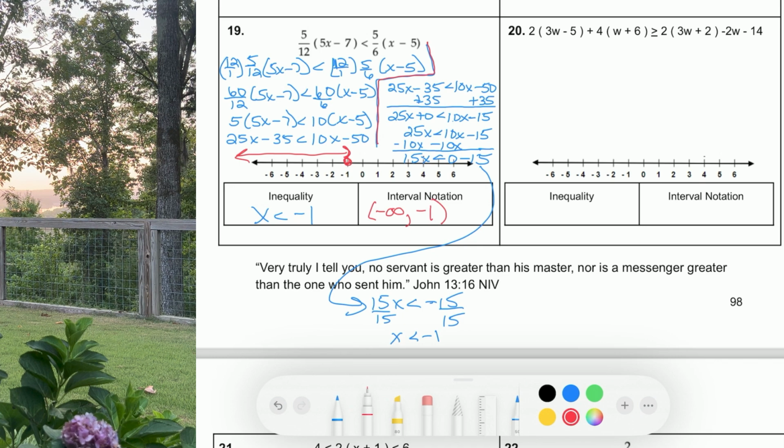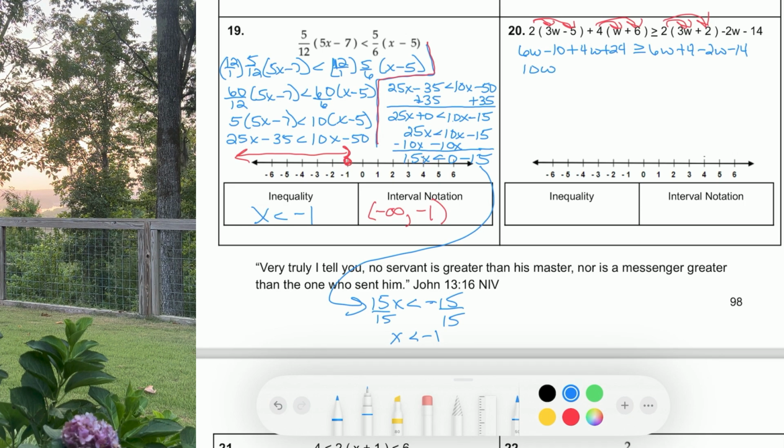All right, number 20. Hopefully we have enough room for that one since we didn't have enough room for the other one. All right, so we're going to distribute each of these and then work on combining like terms. So I have 6w minus 10 plus 4w plus 24 greater than or equal to 6w plus 4 minus 2w minus 14.